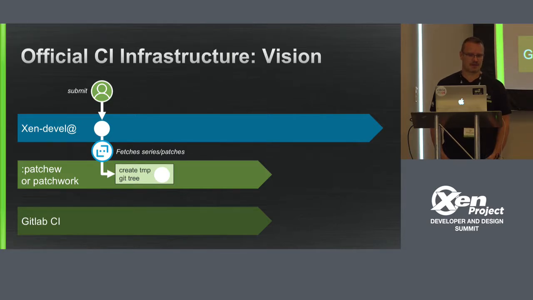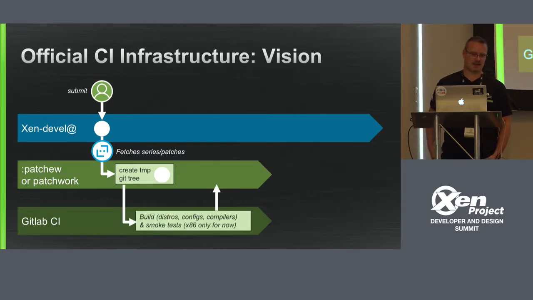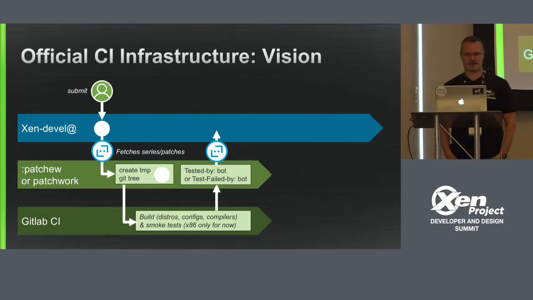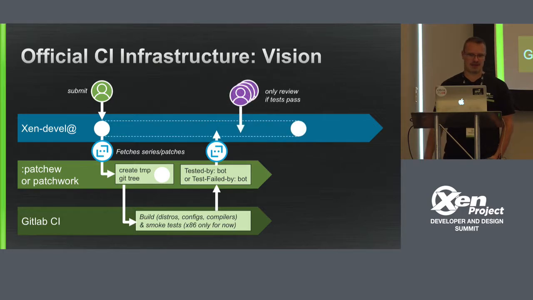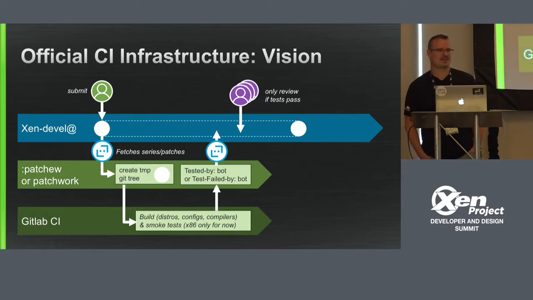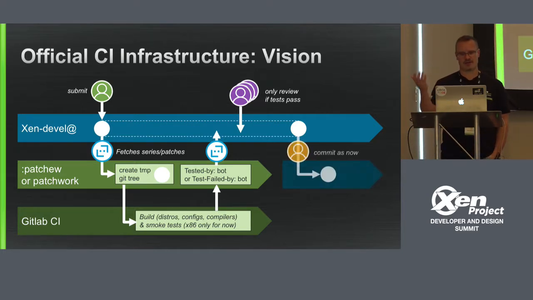So the idea would be to have some sort of tool which takes the patch off the mailing list, creates a temporary Git tree, pumps that into GitLab CI, and then, depending on whether the build tests or whatever we tie into this pass or fail, some sort of bot would reply to that series and say it's been tested by our CI, and it passed or it failed. If it passed, the process follows as normal, and if it failed, it goes back to the submitter of the change, who has to fix it and resend a new version. Apart from that, everything would go as today.